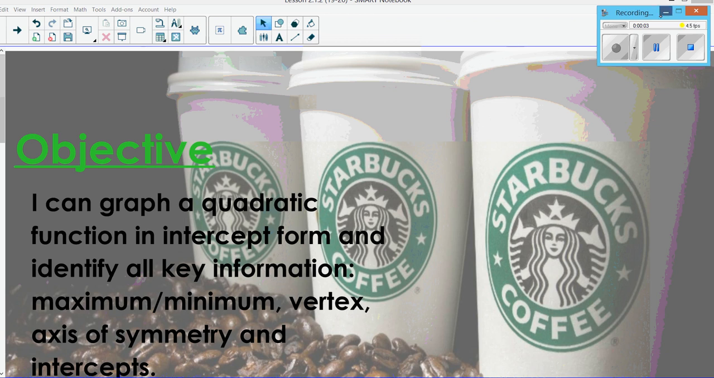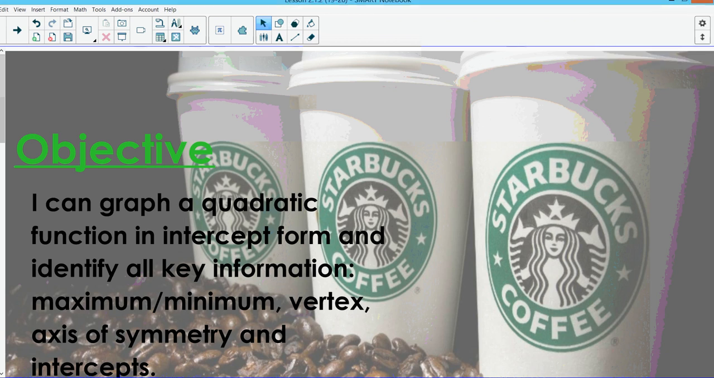Hi everybody. So this is the third lesson about quadratics. The first lesson we talked about standard form. The next lesson we talked about vertex form. Today we're going to talk about our last form, which is intercept form. So remember that quadratics can be written in three different forms. Same function, just three different ways to write it.